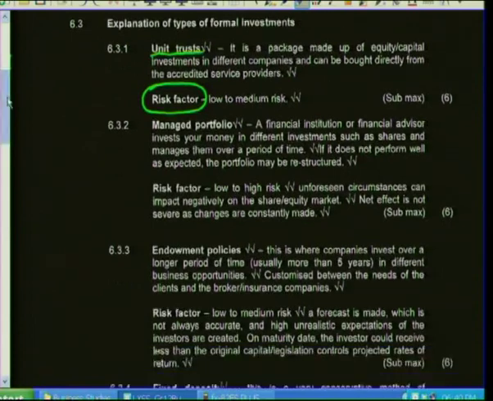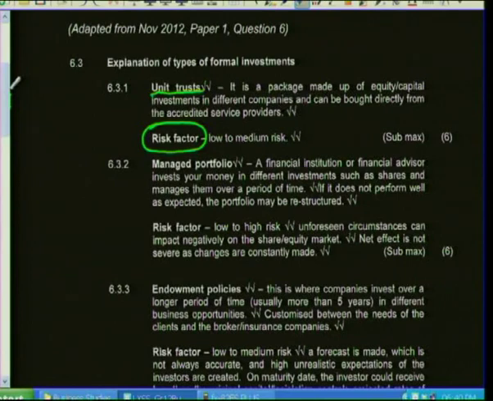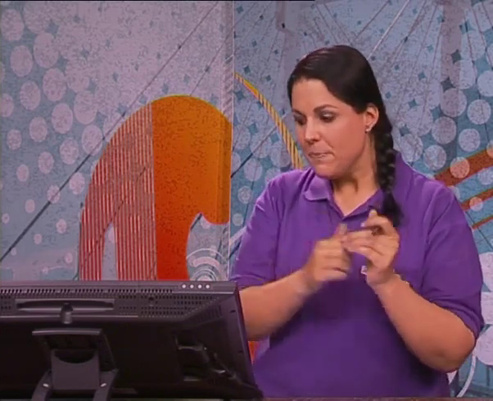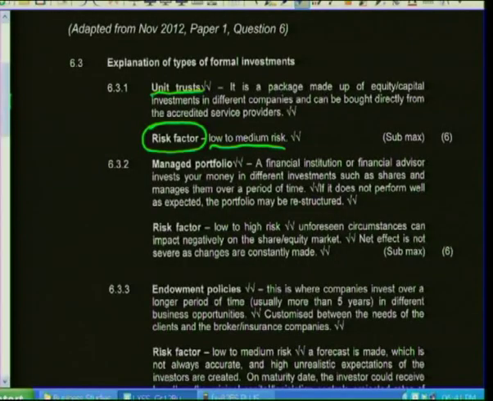Let's have a look at unit trusts. Unit trust says we can now buy, it's almost like buying shares in different little companies. But I go to a company and I buy a unit trust. There's a trust or a fund manager that's going to manage this on my behalf. I am not involved in that. And then at the end of a certain time, I will get a return. I will get interest on my capital that I've put into this. What is the risk here? It is low to medium. That is all you have to do.